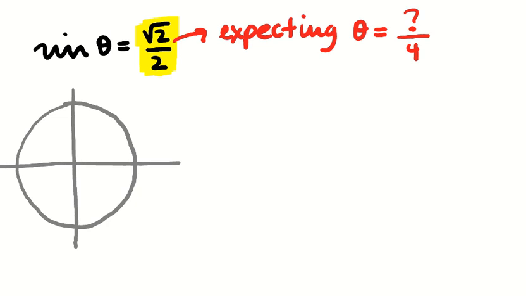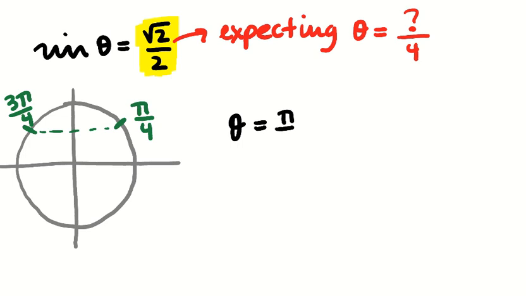So root 2 over 2 is the one in the middle, so it's going to happen here and there. You could also draw a little line like that if you wanted. But this is going to be pi over 4 and 3 pi over 4. So you conclude that theta equals pi over 4, or theta equals 3 pi over 4.